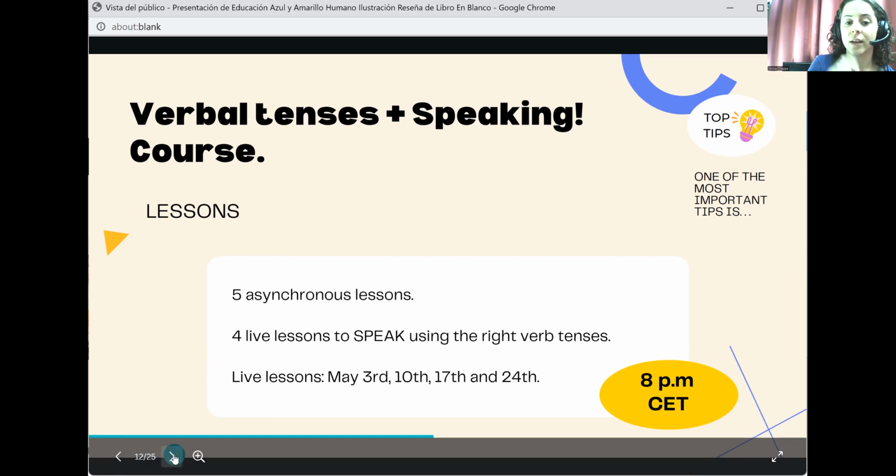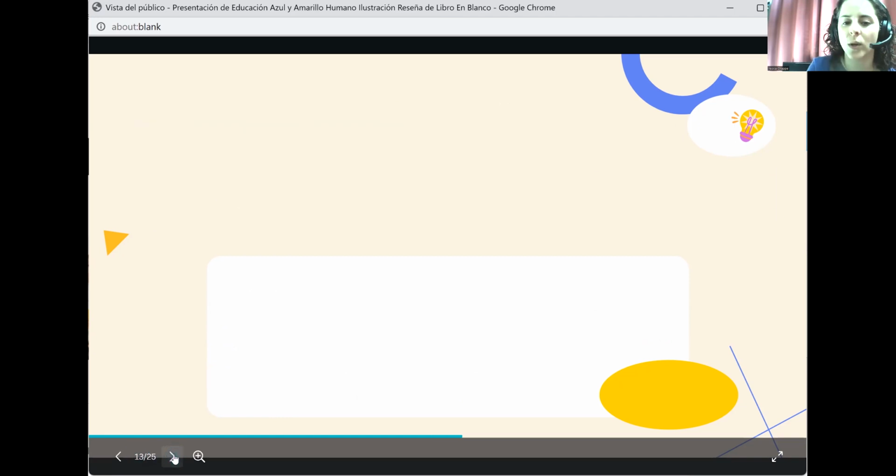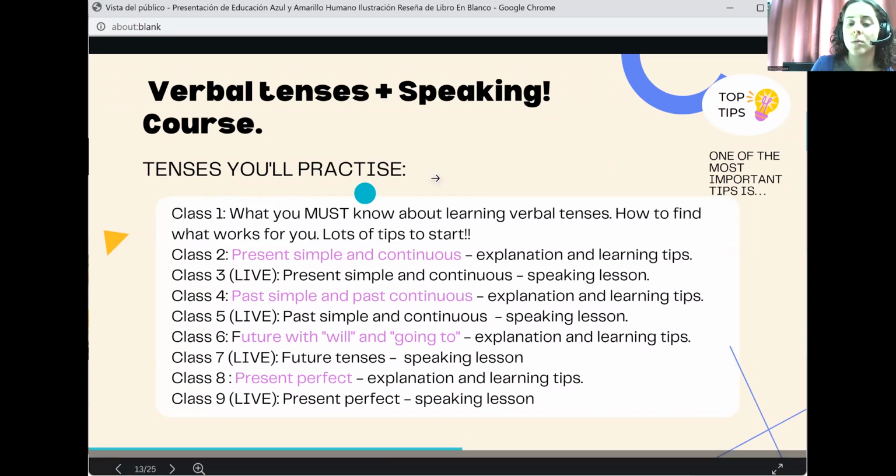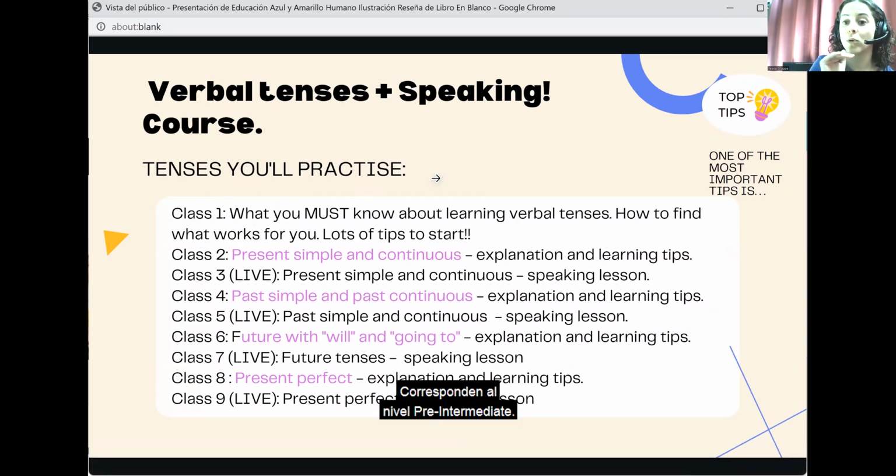Now, in this course, I tell you very quickly what you're going to see. You're going to practice all these verbal tenses. You can stop the video, you can pause, and you can read. These verbal tenses correspond to the level pre-intermediate. But if you are intermediate, it's a very good chance to practice them again.